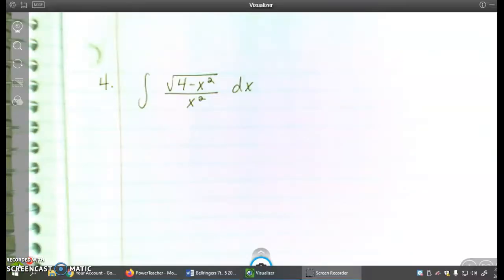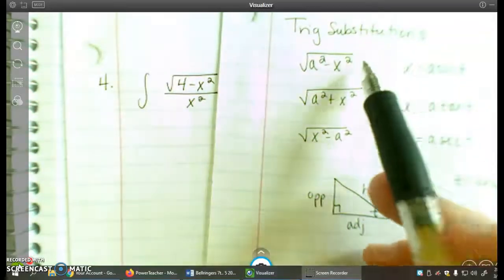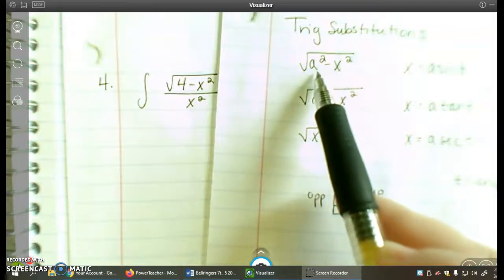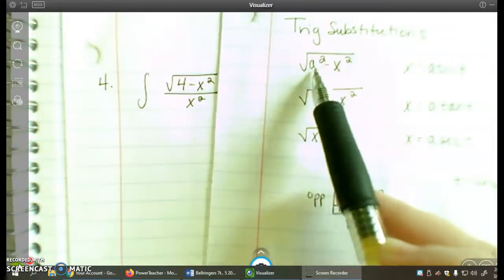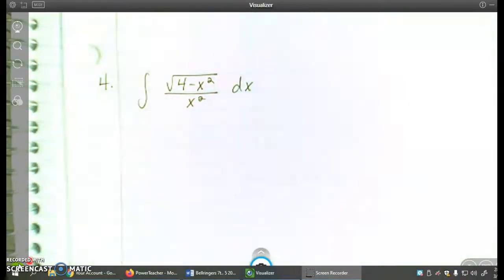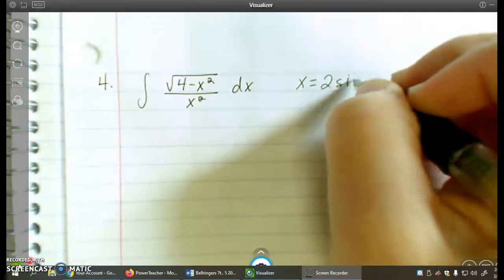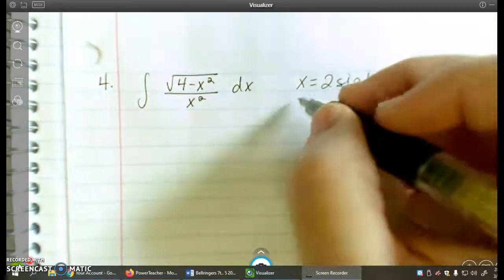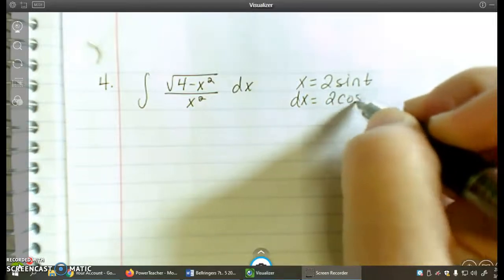Okay, here we have another problem. This one's a little different because it's not just a 1 there with the x squared, so that's nice. That way you can see an example sort of like that. Notice that it's going to look similar to that first example there. We know that a is going to be 2 since this is a 4, so we know that x is going to be 2 sine of t. Go ahead and find the derivative, which we know is 2 cosine of t.